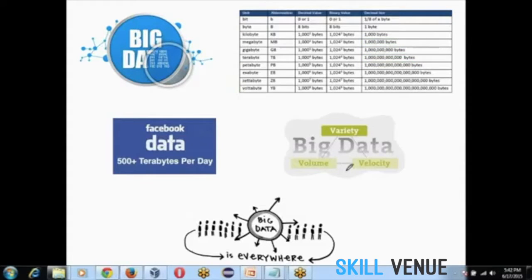And the velocity typically refers to the speed at which the data is coming in. If you see here, Facebook is generating about 500 plus terabytes of data per day, which means it's huge, right? So there are close to about 600,000 status updates every minute that happens in Facebook, and obviously ends up generating about close to 500 plus terabytes of data per day. How do they handle it?